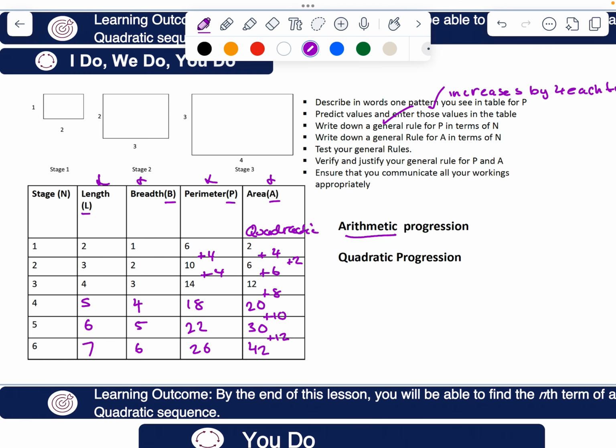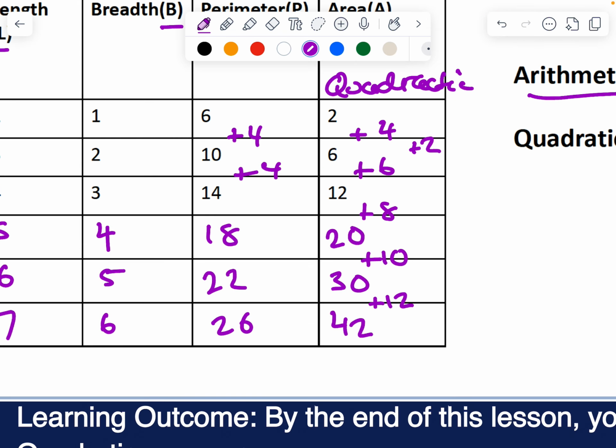So write down the general rule for P in terms of n. So that's just for perimeter. So I'm going to do this at the bottom. Okay, because it's going up by 4 each time, it's just 4n. But if we look, 4n should be 4, 8, 12, 16. But our sequence isn't. We're going to have to add 2 to the 4 times table for the perimeter. Okay, so P equals 4n plus 2.